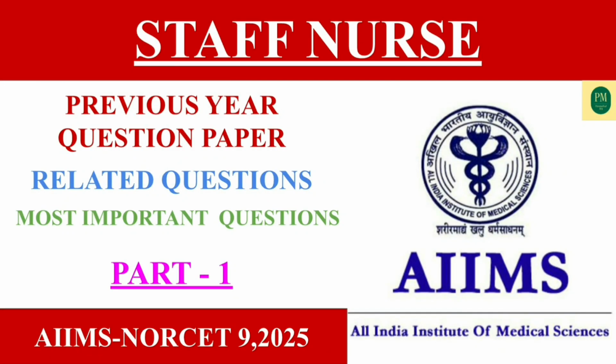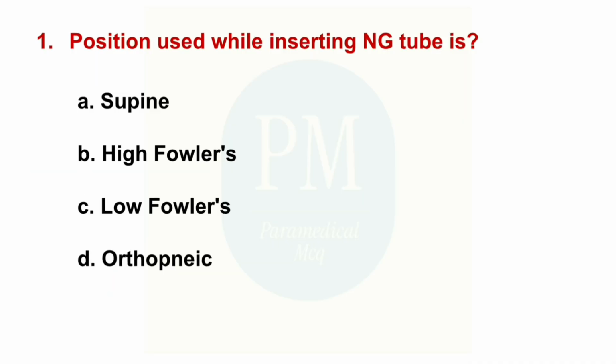Today we are going to discuss AIIMS NORCET previous year most important questions. Part 1. Let's start. The first question: Position used while inserting NG tube is option A supine, option B high Fowler's, option C low Fowler's, option D orthopneic. The correct option is option B, high Fowler's.